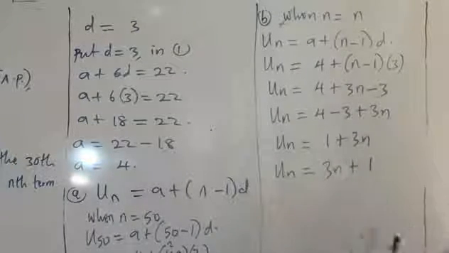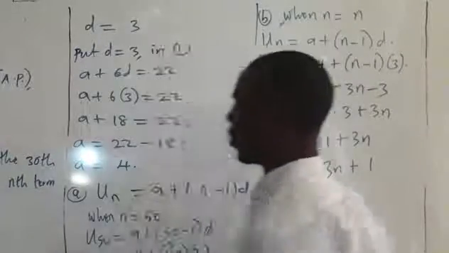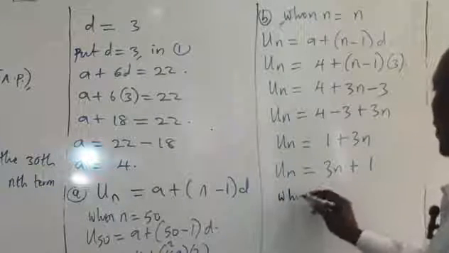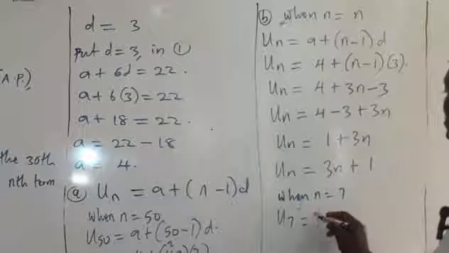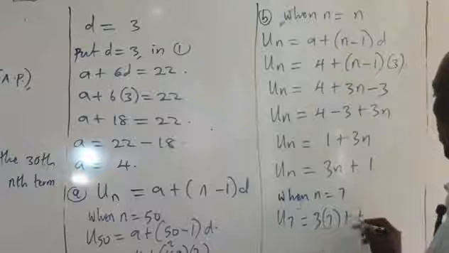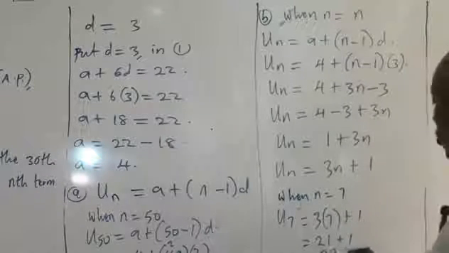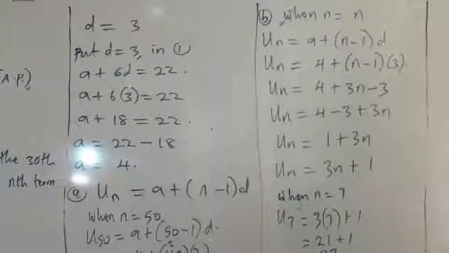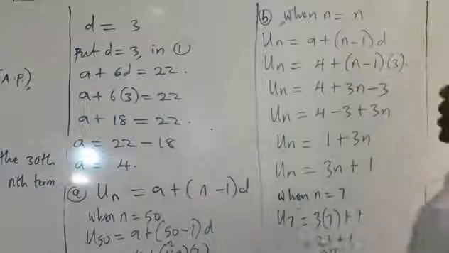If you want to check whether your answer is correct, you can check with the 7th term given to us. When n is equal to 7, we have U7 equals 3 into 7 plus 1. So 3 times 7, that's 21, 21 plus 1, 22, which is the 22 given to us. You can check with the 30th term, and we are going to have 91 as our answer. So with this formula, you can get any term in the sequence.